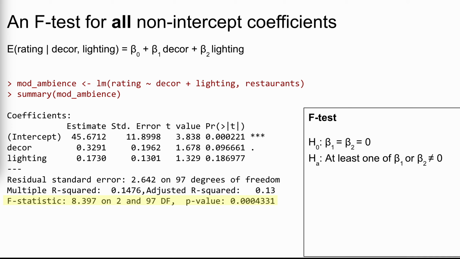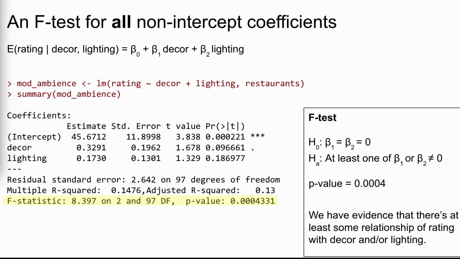Though this is a different type of hypothesis test than we're used to, we can use the p-value of 0.0004 the same way as we do in the t-test to evaluate the consistency of our data with the null hypothesis. Thus, the small p-value here suggests that the trends in our data would be very unlikely if in fact restaurant ratings are unrelated to both decor and lighting. That is to say, we have evidence that there's at least some relationship of rating with decor and/or lighting.